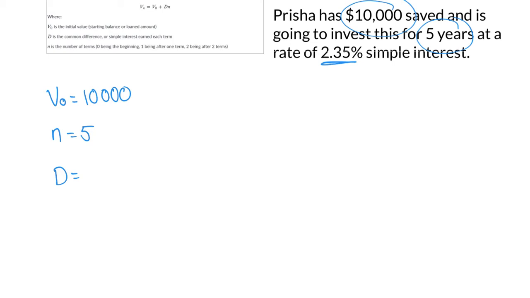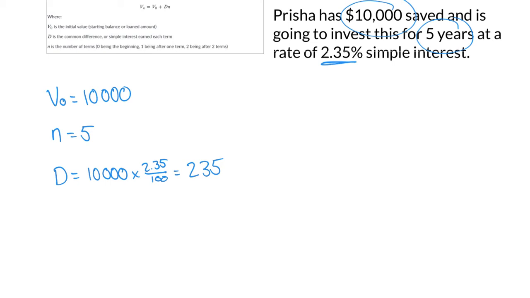So to figure that out, we can say, okay, $10,000. Now let's multiply that by 2.35 over 100. That's going to represent 1 year's worth of interest. So if you get your calculator out, type that in, we will get something like 235. So that just means D, or the common difference, or how much interest is added every year, is going to be $235.